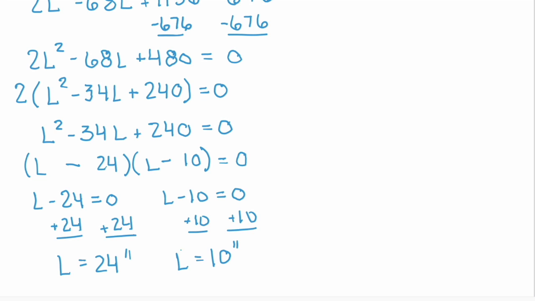Now, length is usually the larger number. And with our equation, if you recall, we had width plus length had to equal 34. And here, if our length is 24, our width is 10. If we selected a length of 10, we'd get a width of 24. Really, it doesn't matter because we're asked for the dimensions. So the dimensions are 24 inches by 10 inches.